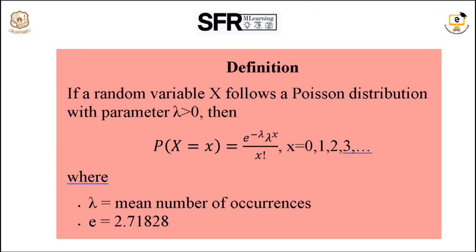Now we move on to the definition of Poisson distribution. If a random variable X follows a Poisson distribution with a parameter lambda which is greater than 0, then the probability of X equal to x is e power minus lambda, lambda power x by x factorial, where x equals 0, 1, 2, etc. Here lambda is the mean number of occurrences.